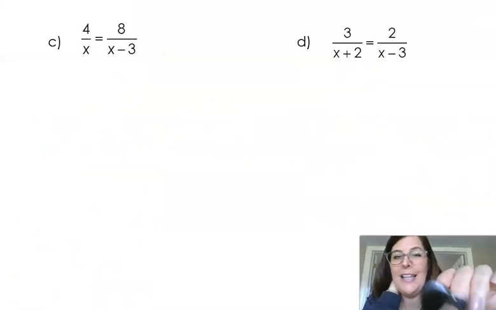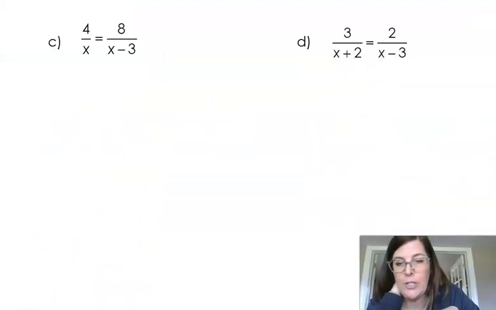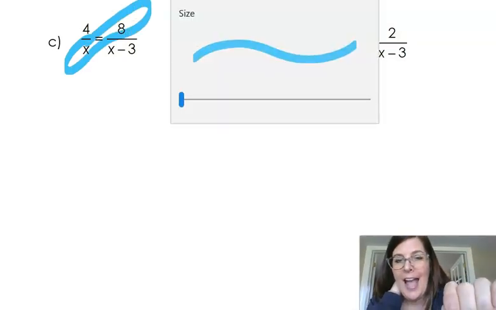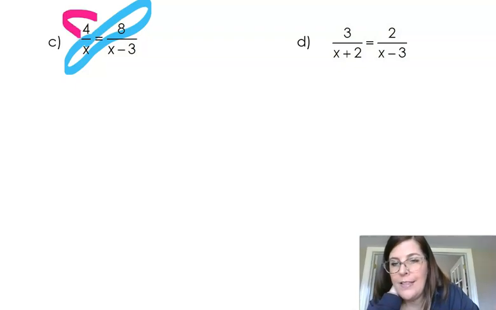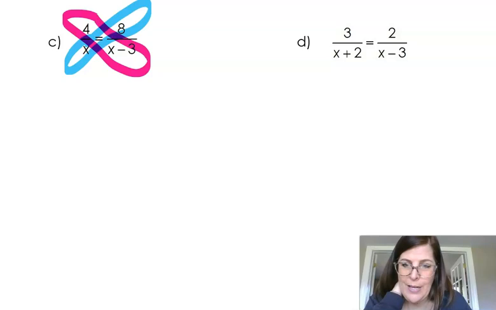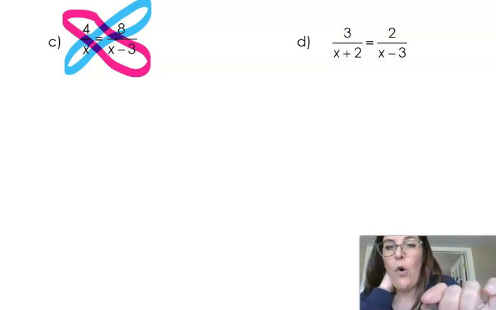Okay, this is where these problems get just a smidgen harder. So again, we're cross multiplying. And when we go to do this is the trickery. See how you've got that 4 and that x minus 3? They have to get multiplied by the whole thing.